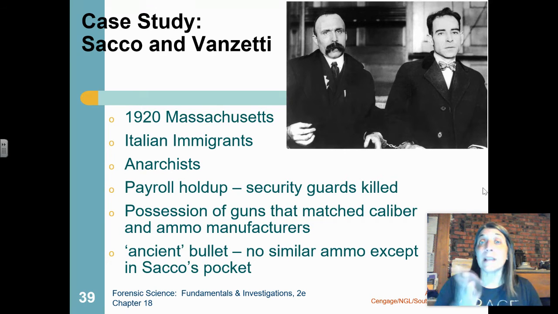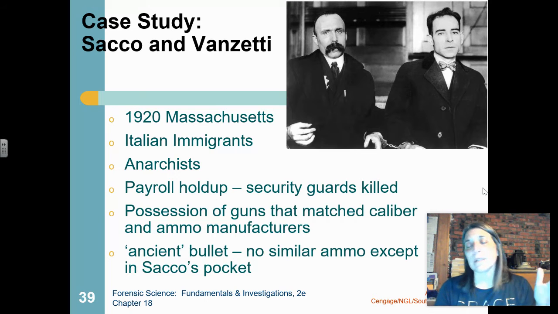And these guys end up being arrested, and in their possession they had guns that matched the caliber and the ammo, the same ammo manufacturer of what was used at the crime. But the kicker on this one, the one piece of evidence, because it was very much disputed, it was a big deal, and there were a lot of accusations that because they were Italians, they were being persecuted because they were immigrants, and wrongly accused because they were anarchists. Anyway, it was a really big deal.